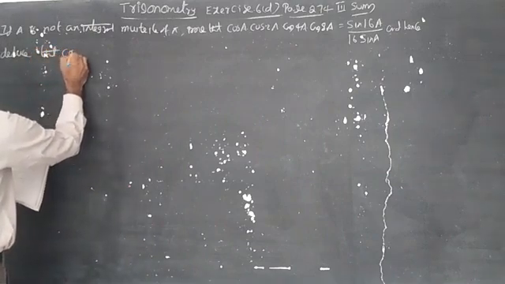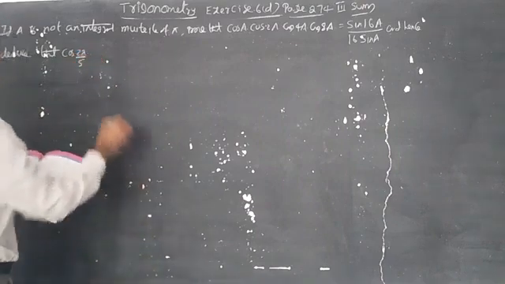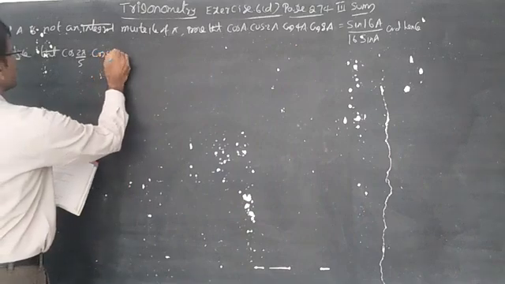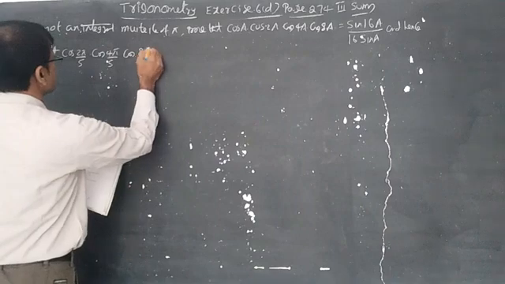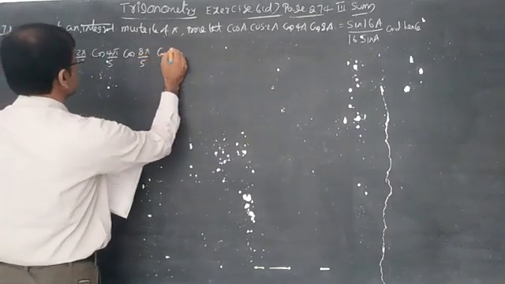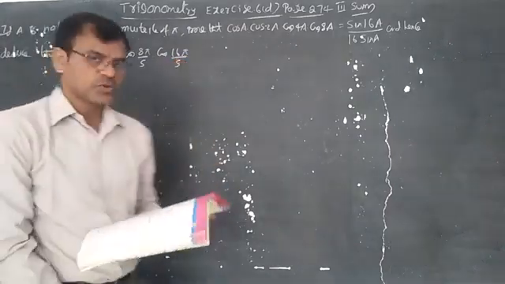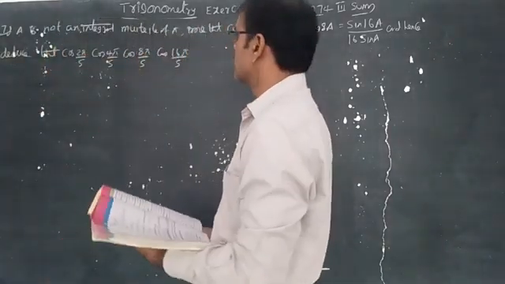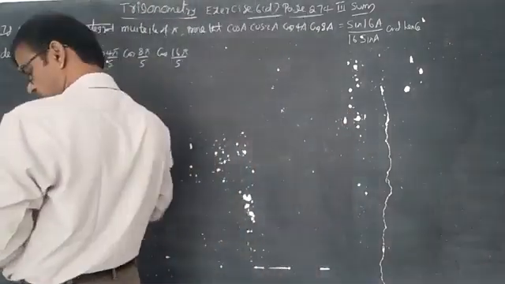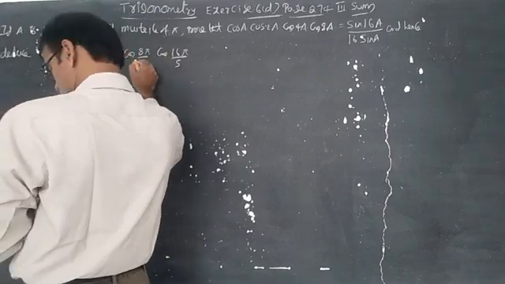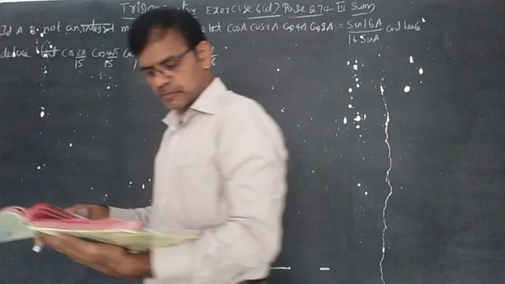cos 2 pi by 5, cos 4 pi by 5, cos 8 pi by 5, cos 16 pi by 5 is equal to 1 by 16, and cos pi by 15, cos 2 pi by 15, cos 4 pi by 15, cos 8 pi by 15, cos 16 pi by 15 is equal to 1 by 16.